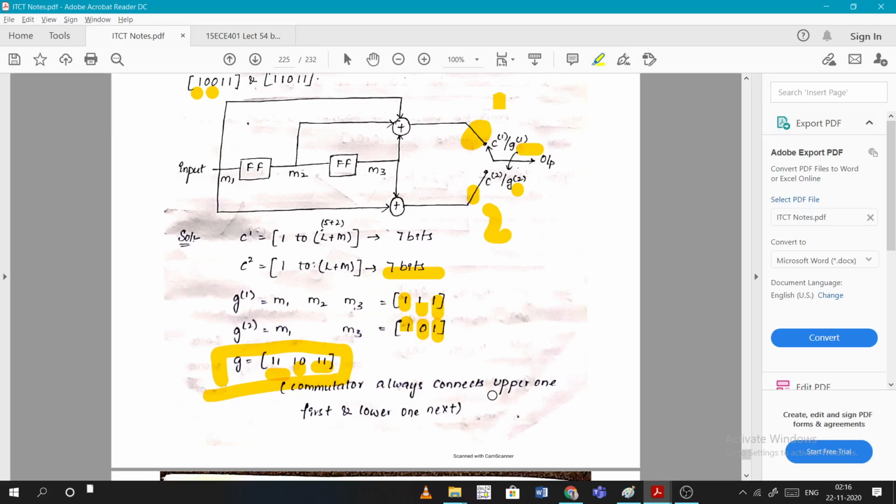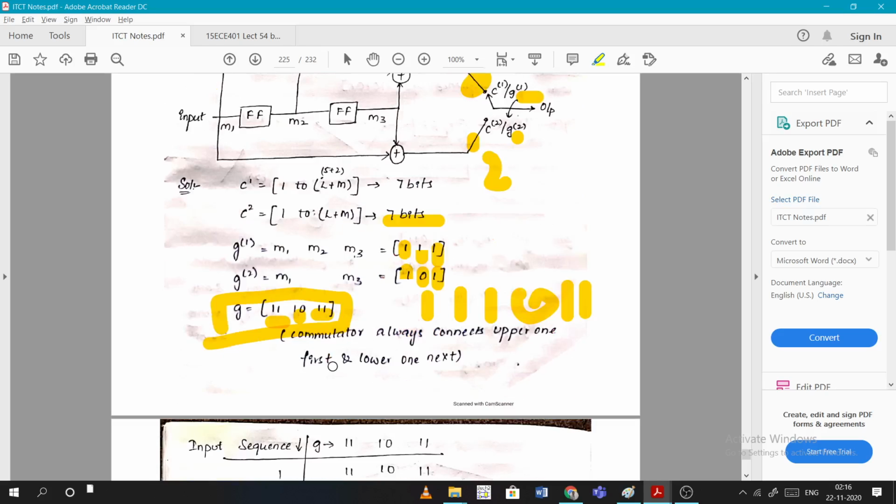So the commutator always connects the upper one first and the lower one first. Because what happens, when it is in G1, the first bit is 1, right? It will connect here and automatically it will come down. So in the down, what is the first bit? Again 1. So 1 1 is the sequence. Basically we wrote it like a pair, but actually it will be like the normal one only, 1 1 1 0 1 1, 0 1 1. Now this is the thing we will get as G.